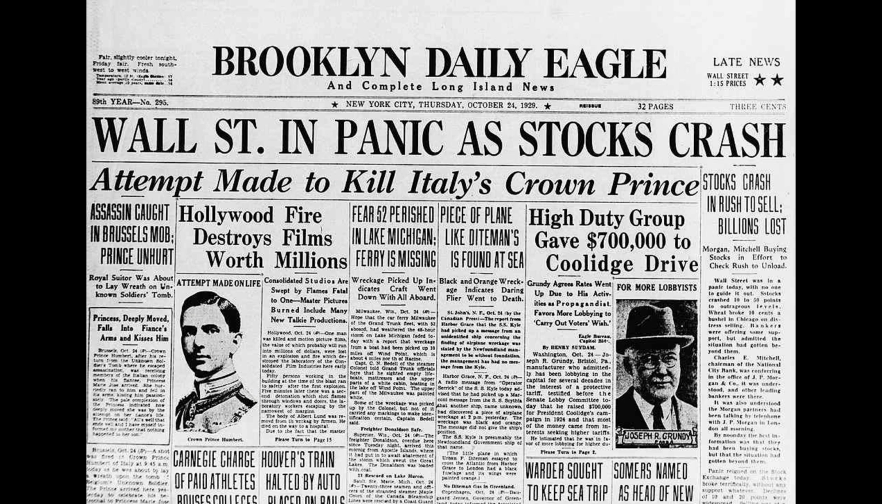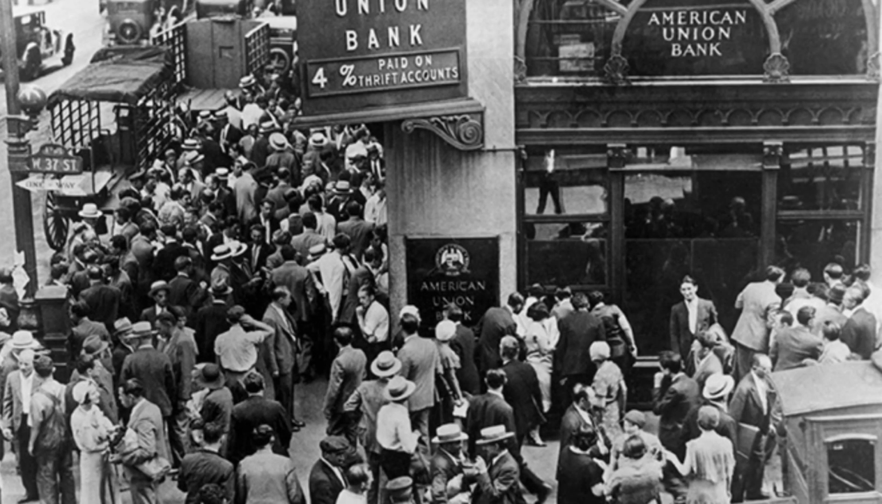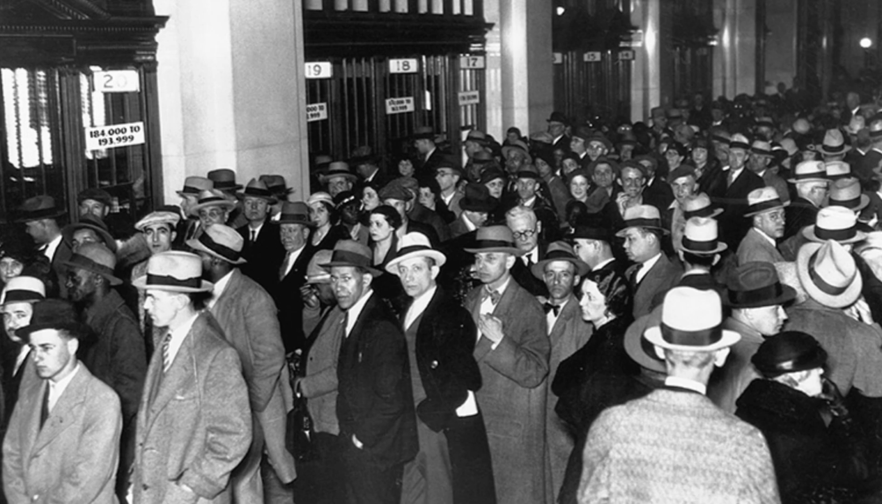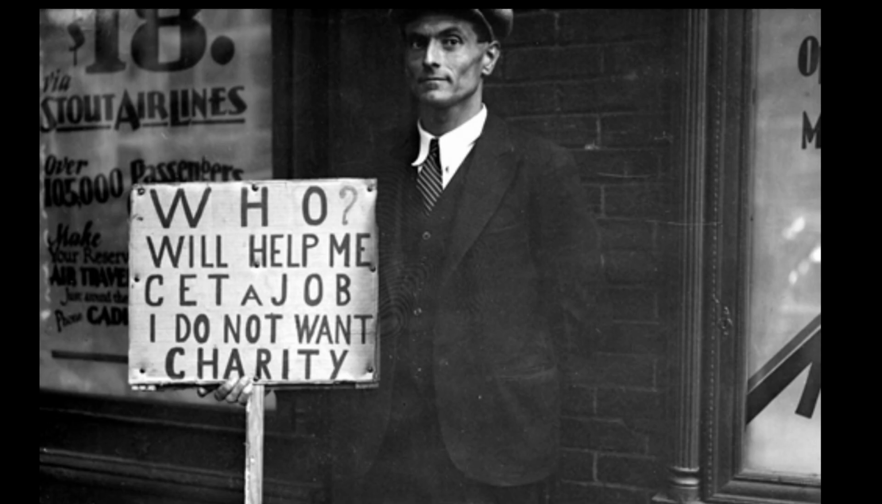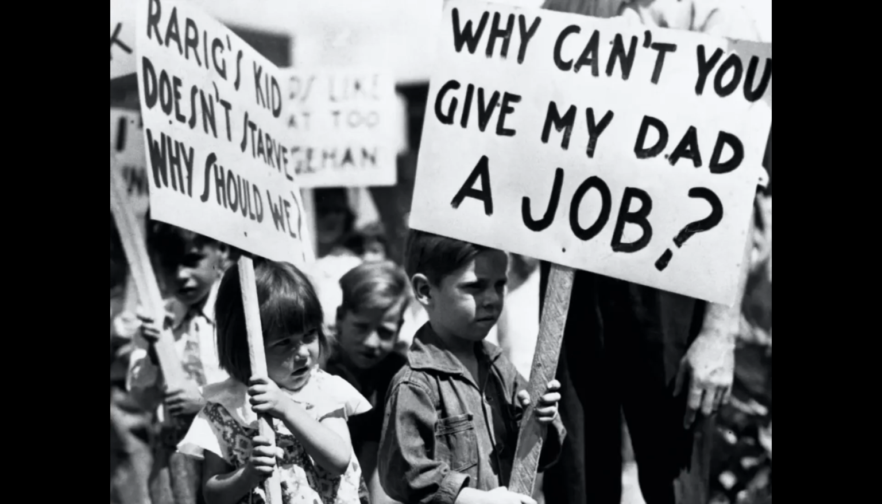Families started to freak out and everyone gathered around the banks to try and withdraw their money, causing mass panic to ensue. People started to lose their jobs and finding new work became scarce, making it difficult for many people to make ends meet. During this time, many products and items weren't selling and overall just weren't being purchased.